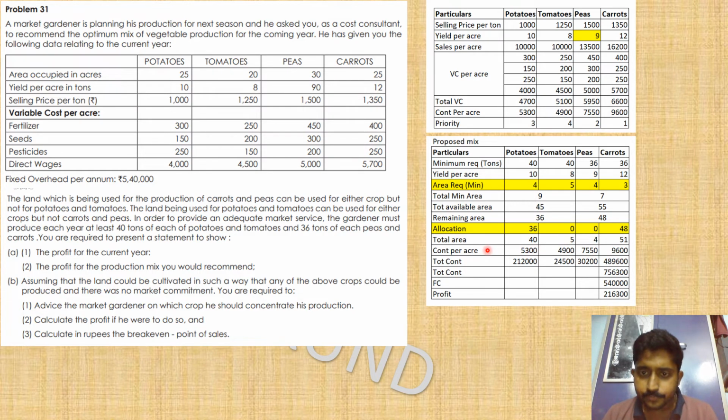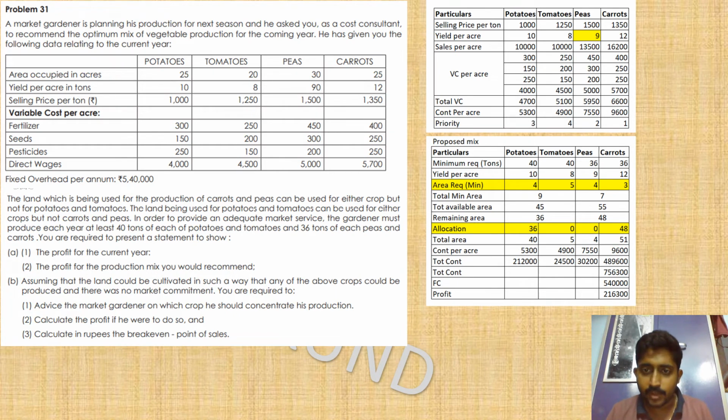Okay, so now we know the total area and we know the contribution per acre also. We have already calculated contribution per acre. So contribution per acre multiplied by total acre will give you the total contribution from that vegetable. So we are multiplying and finding the total contribution from each vegetable. For adding all the contributions, 7.56 lakhs of contribution you have got. 5.4 lakhs is the fixed overhead. If you reduce, the profit is 2.16 lakhs. This is our proposal. Based on our proposed mix, our profit has gone up to 2.16 lakhs.